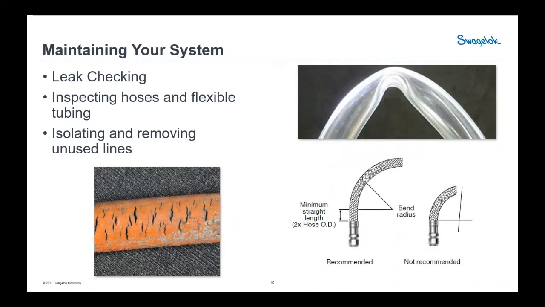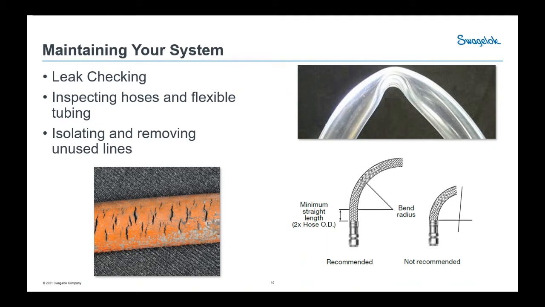Next, we want to take a look at some of our hoses and flexible tubing, making sure you're checking for any sort of cracks or kinks, any sort of bad routing that might potentially cause those cracks or kinks. You can see here on the left, this orange hose is actually a result of UV attack, which ended up causing those cracks there, which is letting gas flow through.